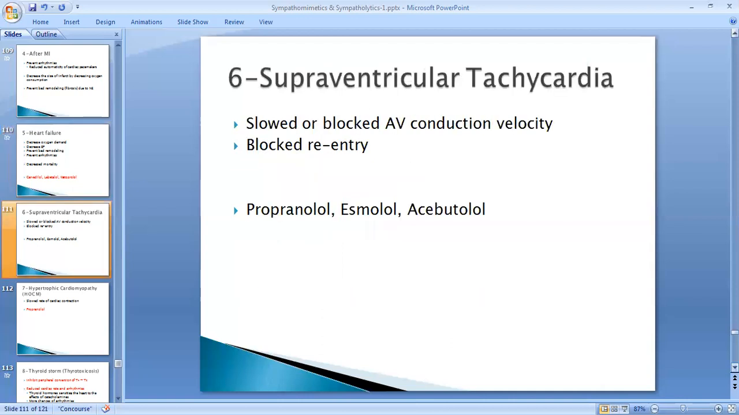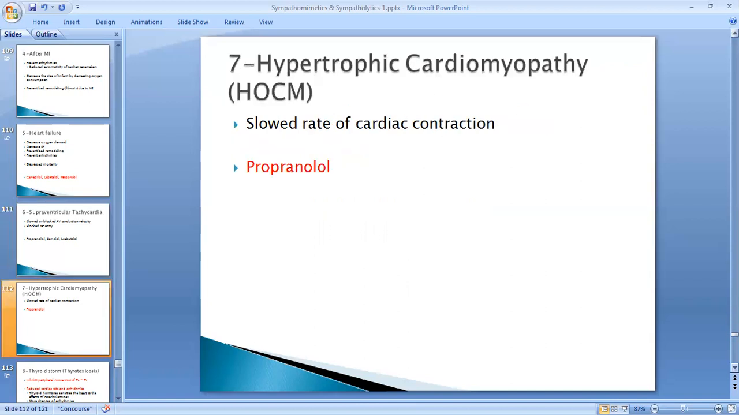Supraventricular tachycardia. So beta blockers slow or block AV conduction velocity. It is dromotropic. So it blocks re-entry arrhythmias, and propranolol, esmolol, and acebutolol are the drugs for supraventricular tachycardia. Esmolol is especially used in emergency cases. Hypertrophic cardiomyopathy. As beta blockers slow the rate of cardiac contraction, they are used in hypertrophic cardiomyopathy, and especially propranolol is the drug of choice.